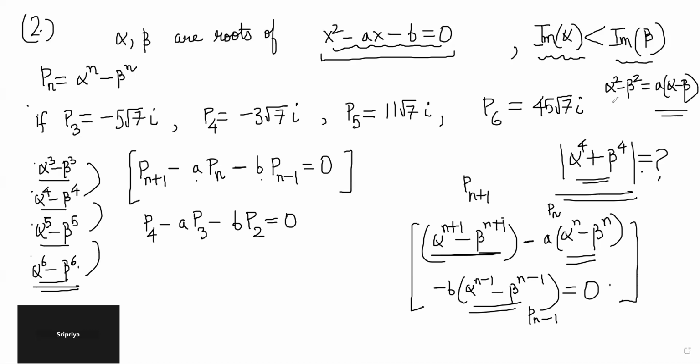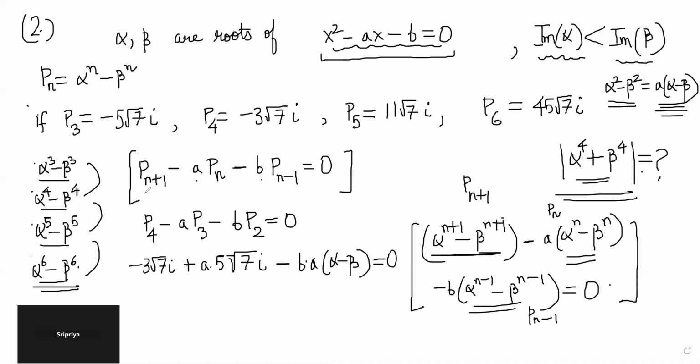So we can use A times alpha minus beta for that. Alpha minus beta into alpha plus beta, and alpha plus beta is A only. So that is fine. So P4 is minus 3 root 7 I, minus A times P3, which is plus 5 root 7 I, minus B times P2, which is A into alpha minus beta, is equal to 0. This is one equation.